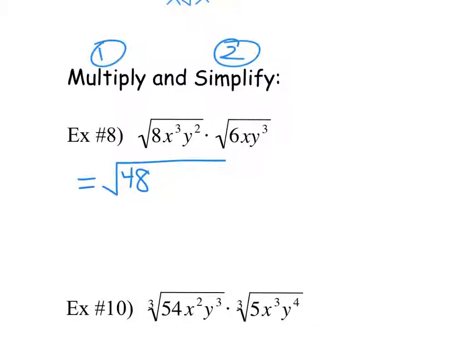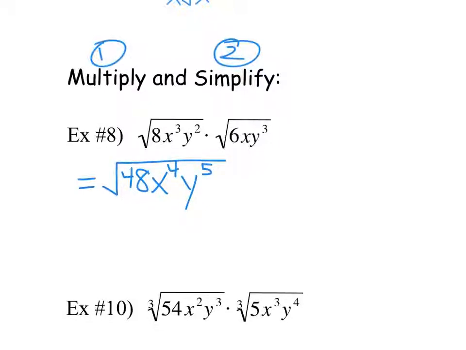6 times 8 is 48. I just always remember that. All right, and then x cubed times x is x to the how many? 4. We add them. We add the exponents. This is why we needed to do that on that first day when we got back. And then y to the 5th.